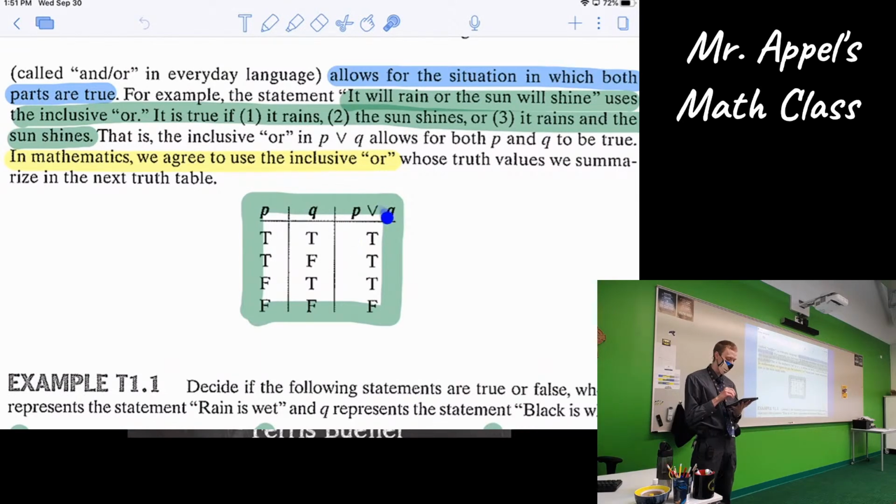Notice we have the opposite results on our truth table. True, true, true, and only one instance of false. The or can only fail if both sides fail. As long as you have one side, the other, or both of them, you'll still get true for the disjunction there. That's very handy, right?